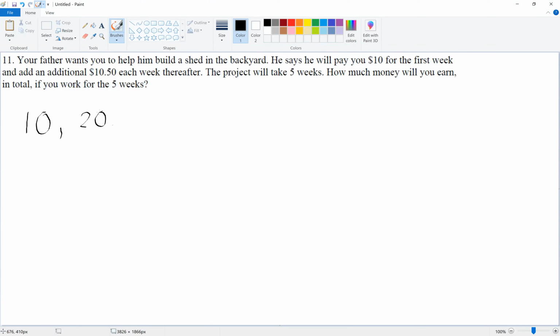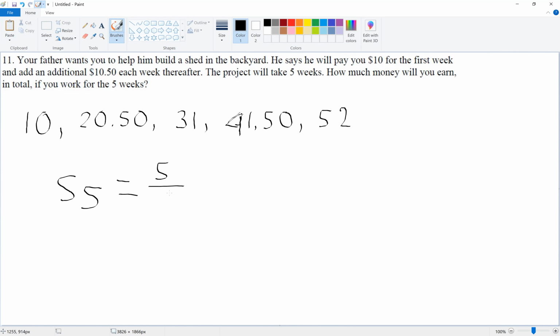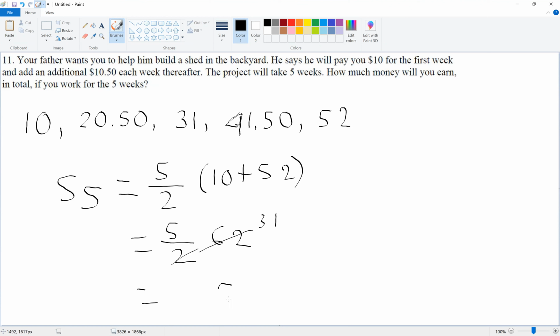Okay, so it would be 10 and then 20.50, and then 31, 41.50, and then 52. These are the 5 terms. Yeah, and then you can just add them. So 5/2 times 62, 155. Yep.